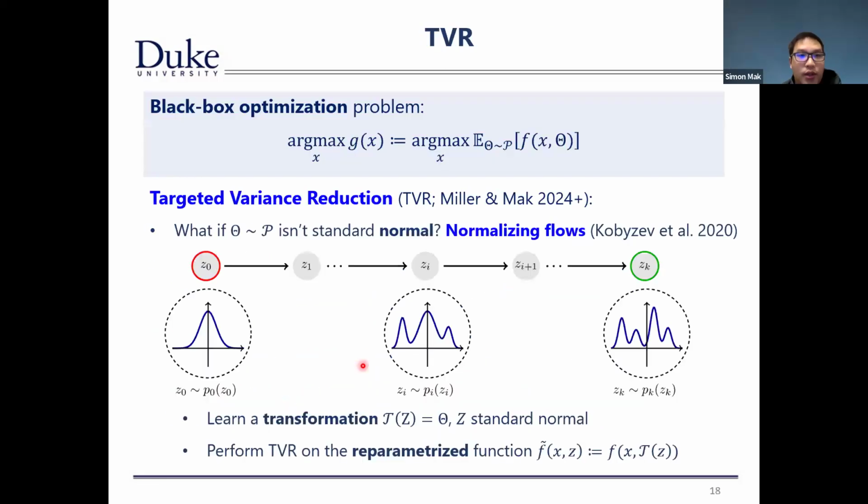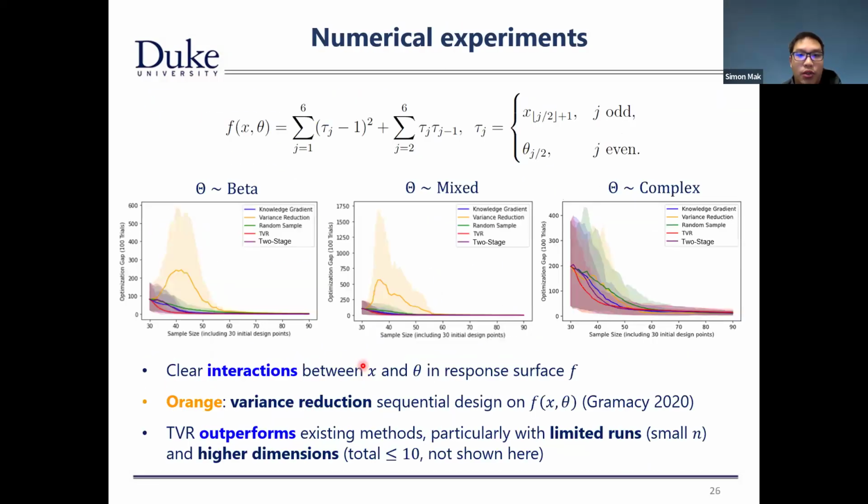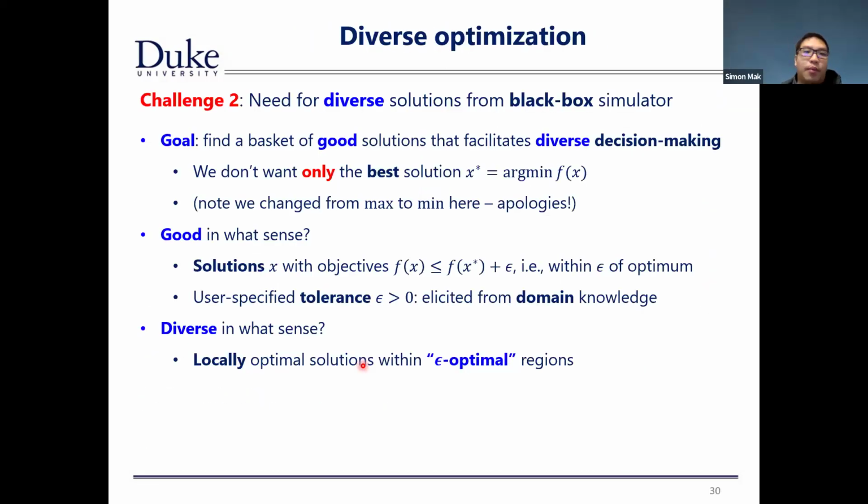Okay, so if there are no questions, I'm going to move on to the second part, which is talking about diversity for Bayesian optimization. Recall that we have this need for diverse solutions from our black box simulator. Our goal here is to find a basket of good solutions that can facilitate diverse decision making. In other words, we don't only want to find one good solution, x star. We want to find a basket of good solutions.